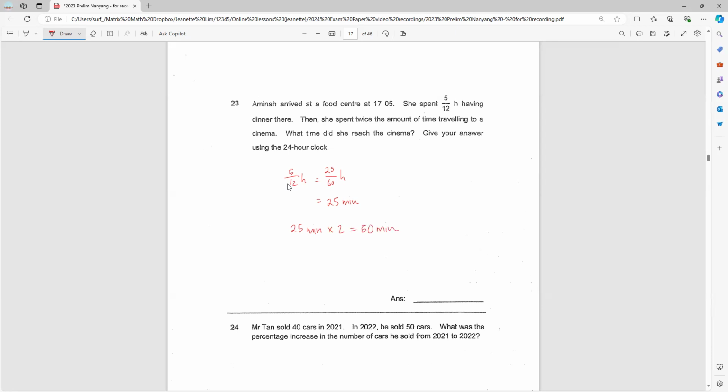Okay, so let's find total time. Total time taken, 25 minutes and 50 minutes, 75 minutes, which is 1 hour and 15 minutes. Okay, then do timeline. She started at 17:05. 1 hour, 15 minutes later is 18:20. So this is the answer, 18:20.